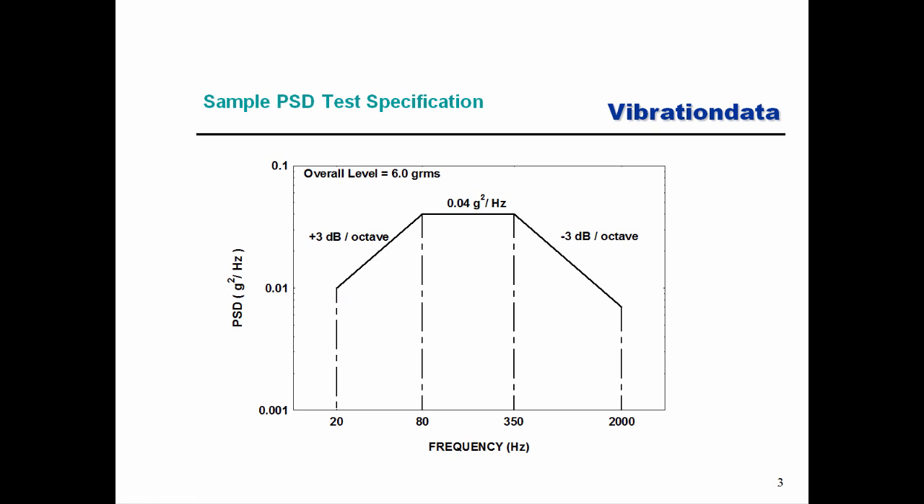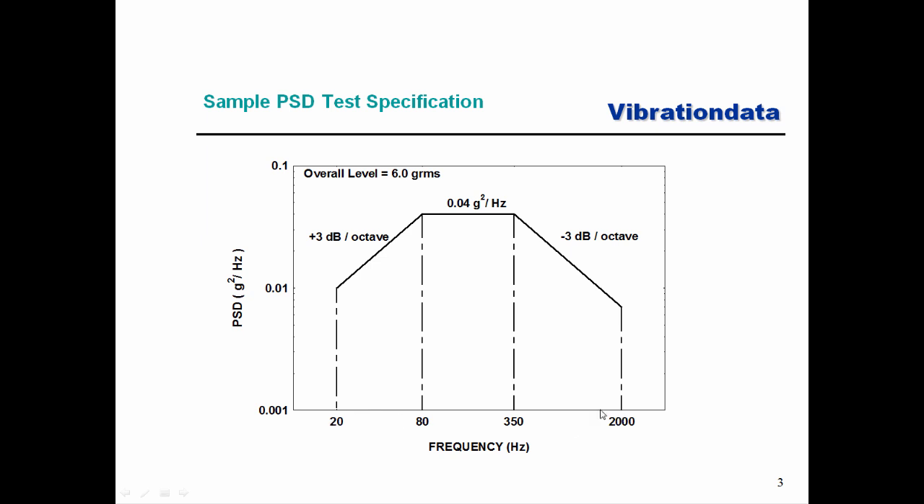So the GRMS squared represents the amount of energy within a particular narrow band which has a bandwidth of maybe 1 hertz or 5 hertz or some number thereabouts. So start to think of a PSD in those terms. Okay, so what else do we have here? Several other things to note. This specification goes from 20 hertz to 2000 hertz.